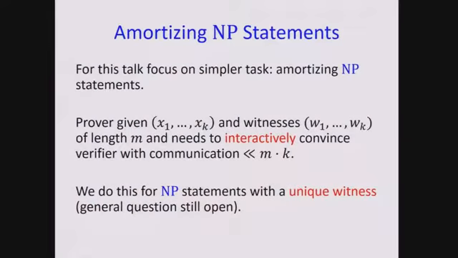Okay, so this is a question that, I think, even unrelated to the result on getting constant round interactive proofs, is natural and interesting. So this I call amortizing NP statements. In fact, we don't know how to do this, and I think it's a great open question.